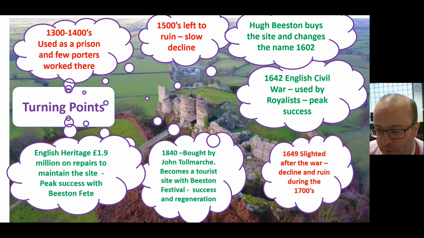And so in the 1700s, at the start of the Industrial Revolution, the castle again is in decline. It's not being used for anything. That changes in 1840 when John Tolmarsh buys it. He wants to make the castle become a tourist attraction. He wants to improve the view. He creates a festival in 1844, the Beeston Festival, to bring visitors to the castle. And he starts to regenerate it by planting trees around it to make it look nicer.